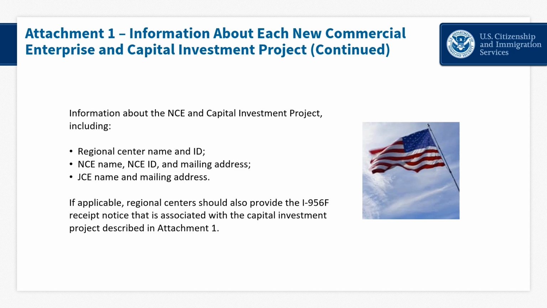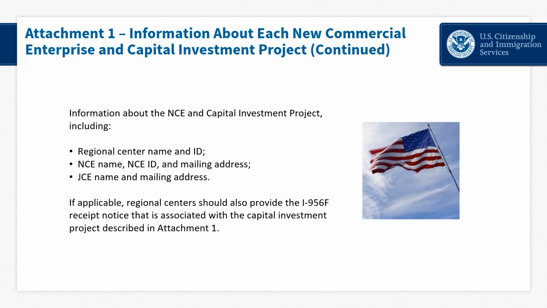The first few items in Attachment 1 pertain to the Regional Center, the NCE, and the JCE that are sponsoring or undertaking the capital investment project. This information includes the names, ID, and addresses for the aforementioned entities.